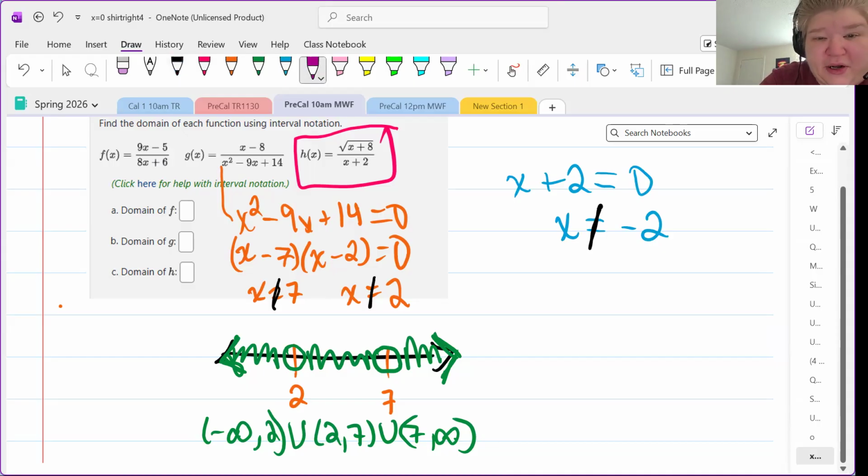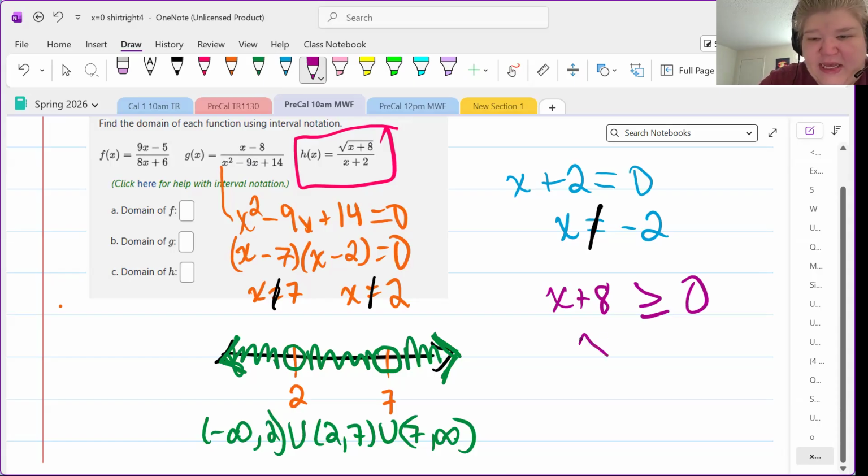Now the numerator has a square root involved. So square roots have a restriction that we can't square root negative numbers. So the inside of the square root is allowed to be greater than or equal to 0.